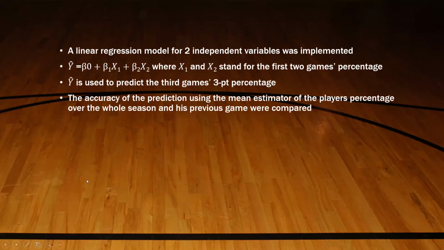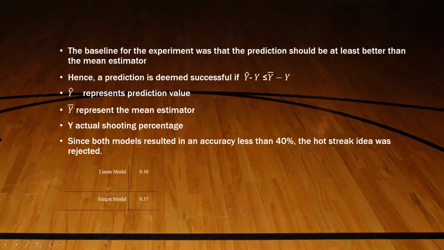A linear regression model for 2 independent variables was implemented, where we had y hat is equal to beta 0 plus beta 1 x1 plus beta 2 x2, where x1 and x2 stood for the first 2 games' percentage, and y hat was used to predict the third game's 3-point shooting percentage. The accuracy of the prediction using the mean estimate of the player's percentage over the whole season and the player's previous game were compared.